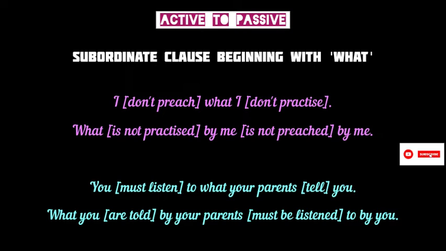The first such sentence on your screen is, I don't preach what I don't practice. Here, I don't preach is the main clause, and the subordinate clause, what I don't practice, is the object of the verb preach. But mind you, what is also the object of the verb in the subordinate clause, practice.